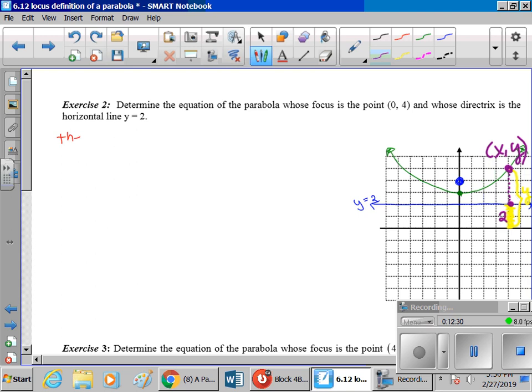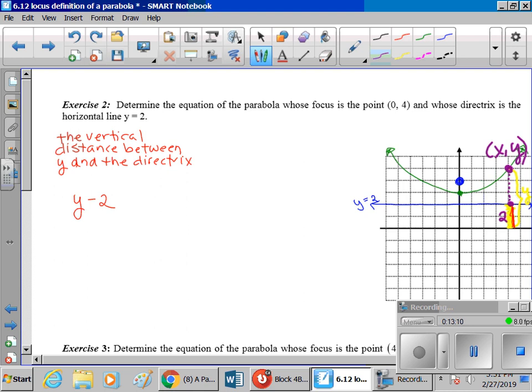between y and the directrix. So that's what the left-hand side is. So the vertical distance from the point to the directrix in this case is going to be y minus 2. So if it's above the line, you're going to subtract out how long it takes you to get down to the x-axis. All right, so that's going to be y.